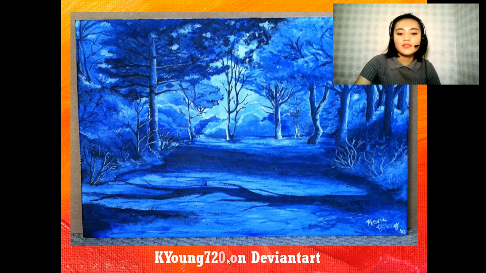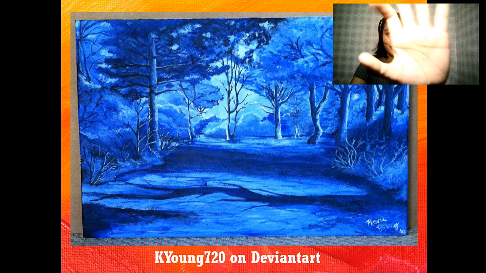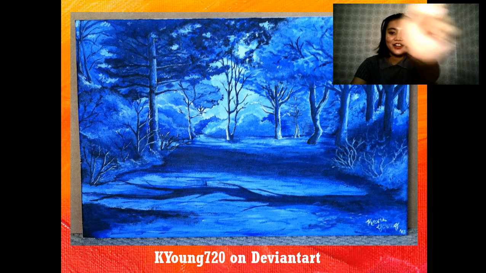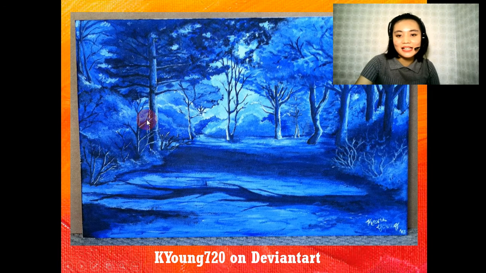This one is from K. Young, 720 on DeviantArt. So, what color harmony is this? So, 5 counts again. 5, 4, 3, 2, 1, 0. Okay, so what color harmony is this one? Analogous or monochromatic? Because it cannot be complementary. So, either monochromatic or analogous. This one is monochromatic.